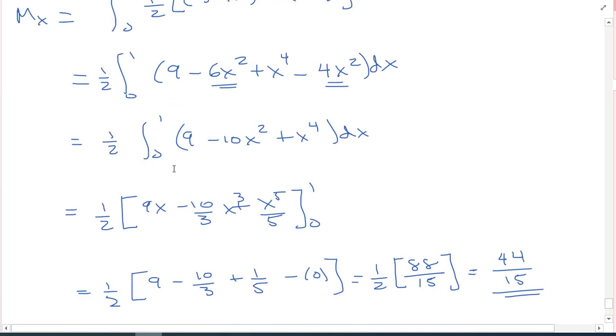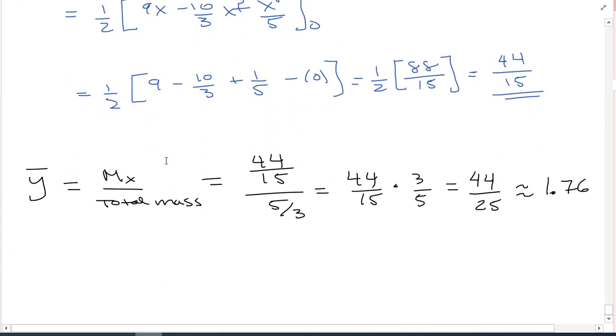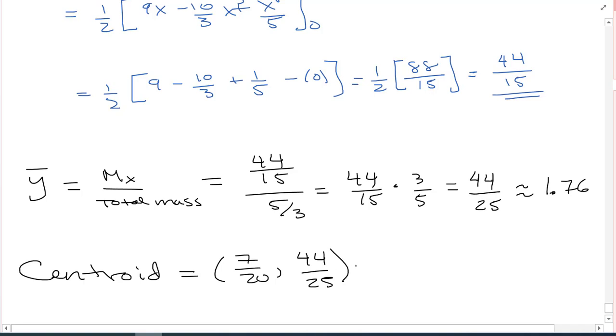Okay, so that is how you find the center of mass. The center of mass is called the centroid. Our centroid here is 7/20, 44/25. I prefer fraction forms, but if you want to put it in decimal, it will be 0.35, I think it was, and 1.76.